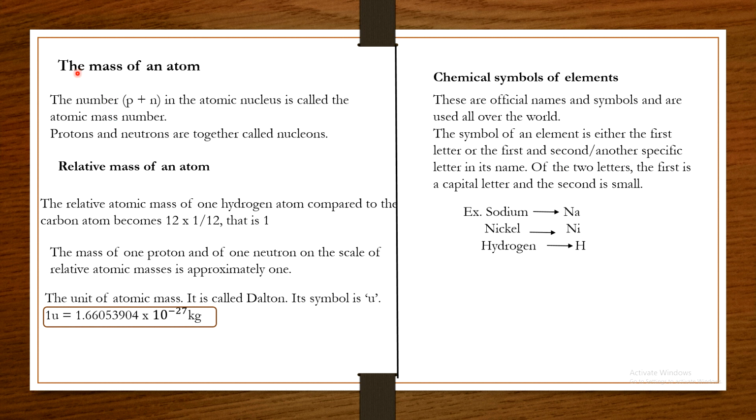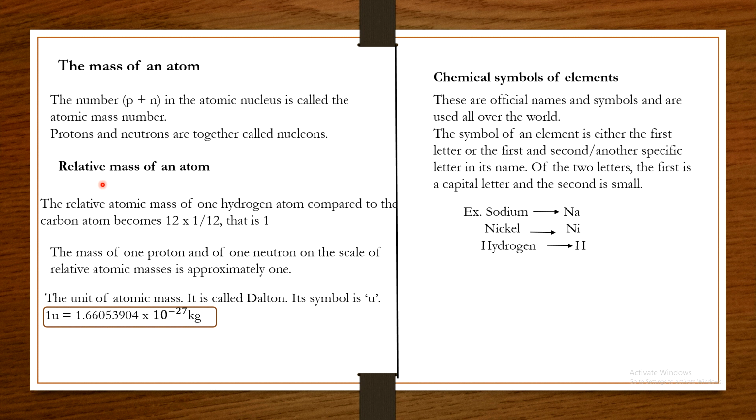Now the mass of an atom is denoted by the capital letter A. Mass of an atom means the number of protons and neutrons in the atomic nucleus. This sum P plus N is called the atomic mass number. Protons and neutrons together are called nucleons.